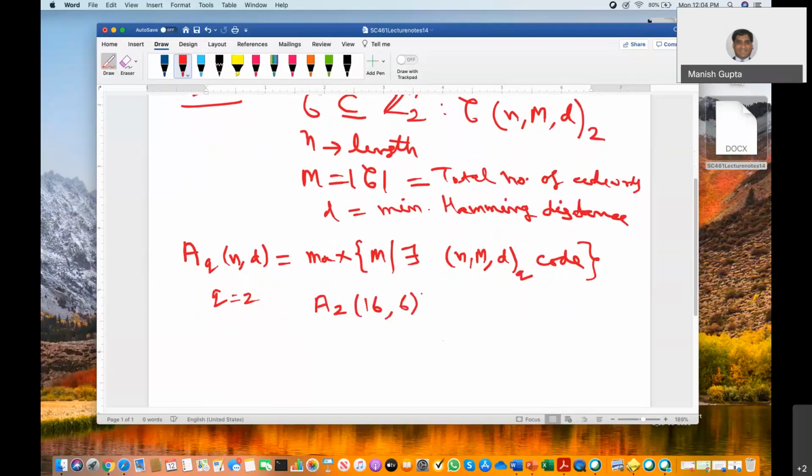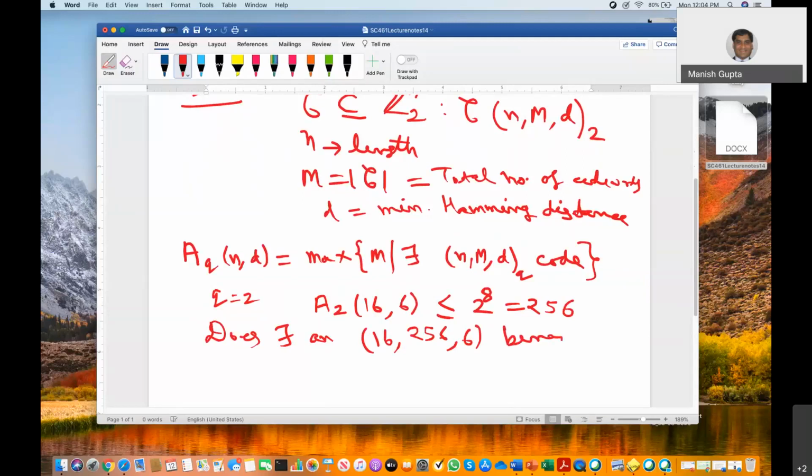A_2(16,6). Now I'm going to tell you a very interesting story actually. It was known that A_2(16,6) cannot exceed 2 raised to power 8, which is 256. So that means given length 16 and distance 6, the maximum that you can achieve is 256. The very interesting question people asked was: does there exist a (16, 256, 6) binary nonlinear code or not?